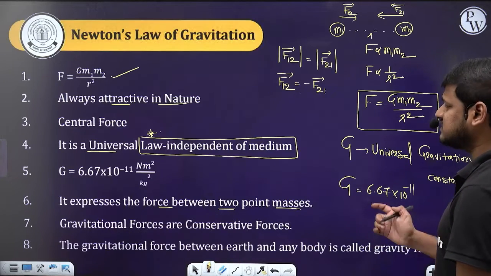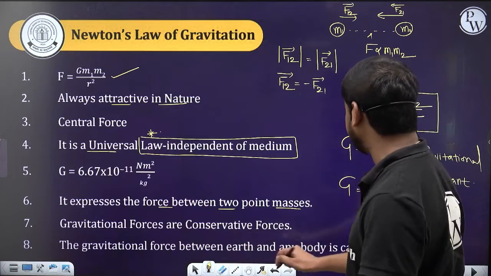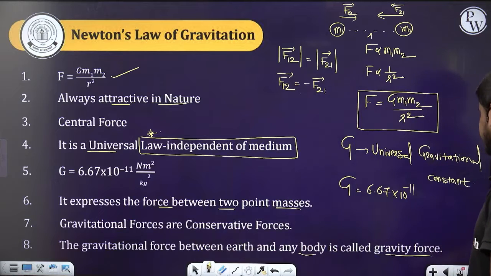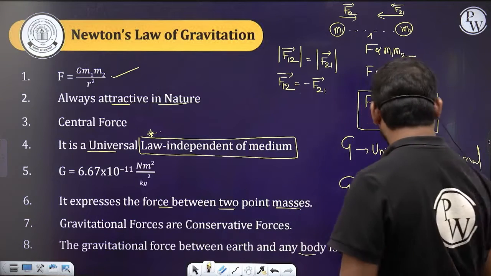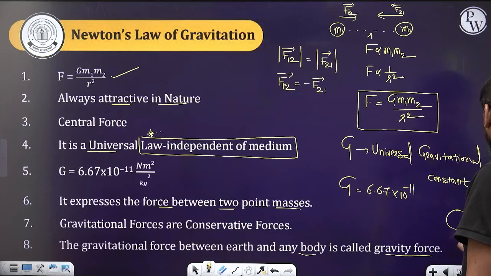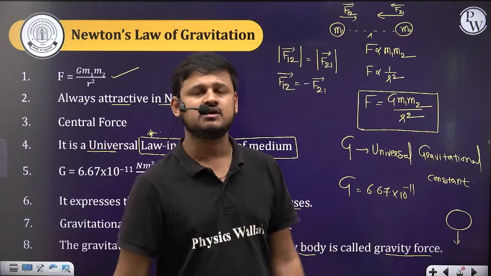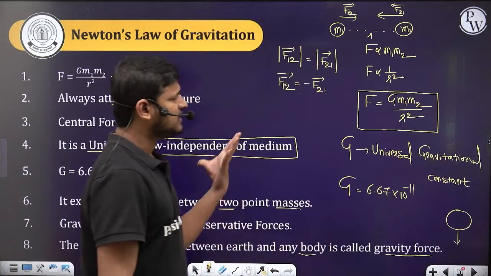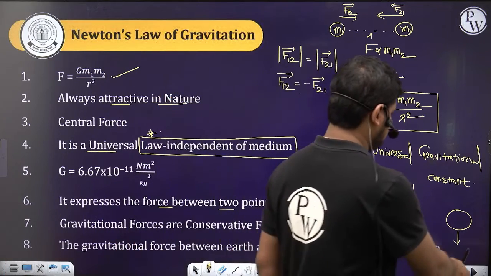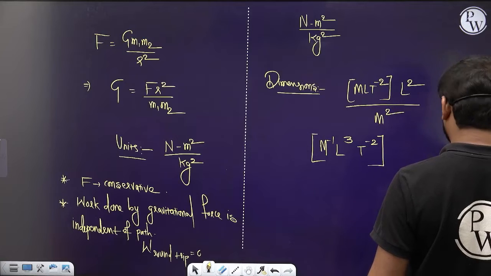Chalo. These are the simple basics, and the gravitational force between Earth and any body is called the gravitational force. Yes, Earth and any other body, there will be gravitational force between those two bodies, towards the Earth. Okay, clear, everyone? Chalo. This is simply the basics.